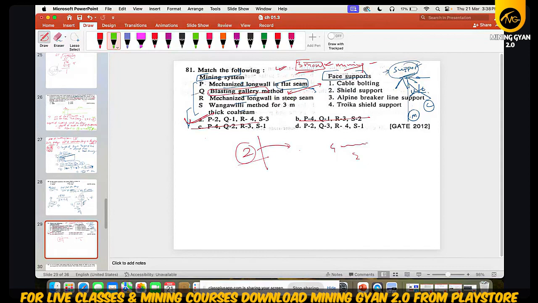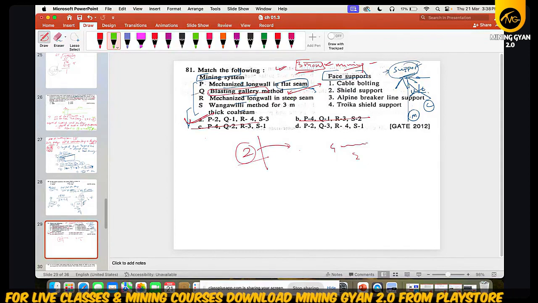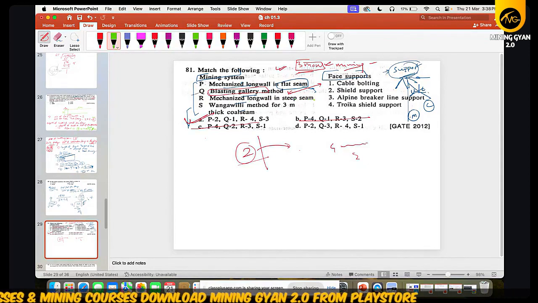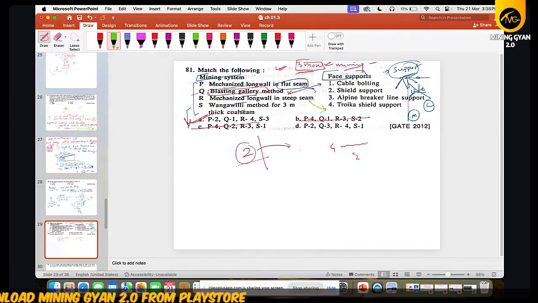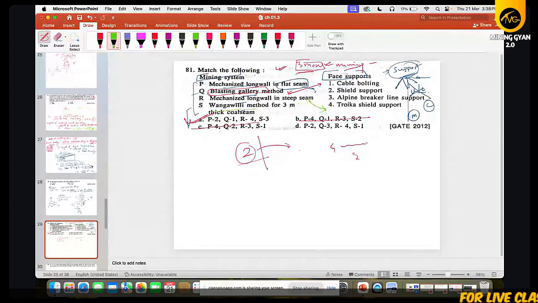So in the mechanized longwall in steep mining, it will be the Troika shield support. And the Vanga Valley method for a 3 meter thick coal seam will be your alpine breaking line. So the answer will be A.